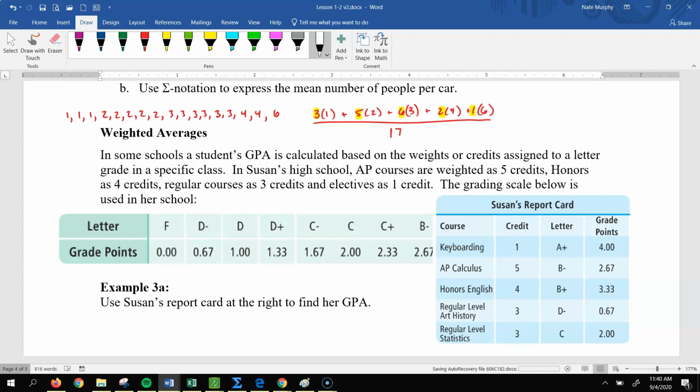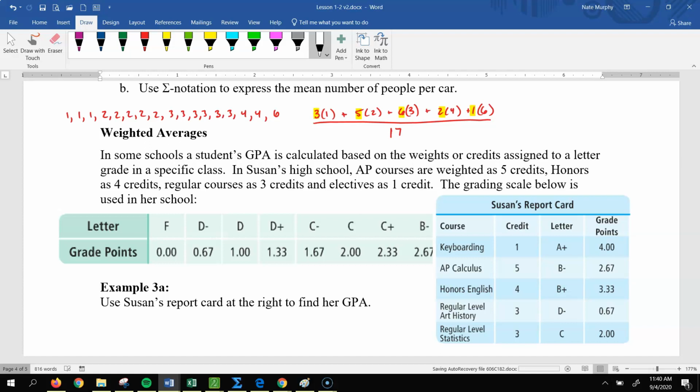Now, you're also familiar with the weighted average. Your GPA is a weighted average because each class could be given a weight. So, for example, in this scenario, it says in some schools, a student's GPA is calculated based on the weights or credits assigned to a letter grade in a specific class. So in Susan's high school, AP courses are weighted as 5 credits, honors classes as 4 credits, regular classes as 3 credits, and electives as 1 credit. The grading scale below is used in her school.